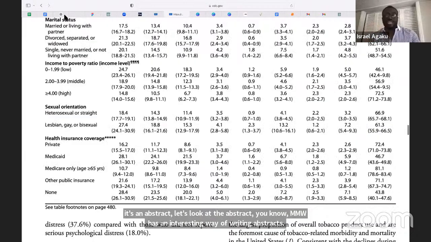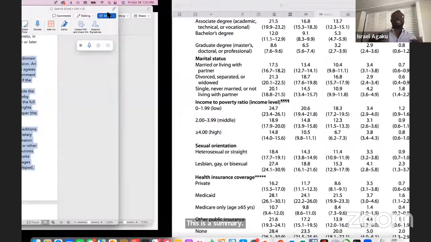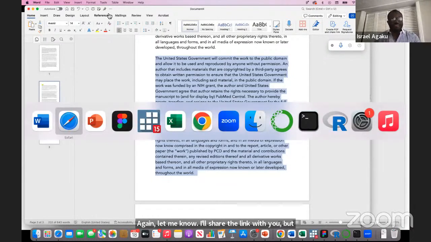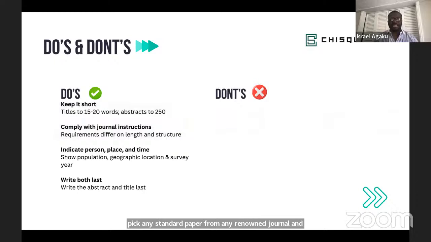I'll share the link with you, but pick any standard paper from any renowned journal, and you will see you can learn from the style of writing: person, place, and time. The title, the abstract, the table headers, everything should be independent. You should have a reflection of person, place, and time consistently. And then write both last.